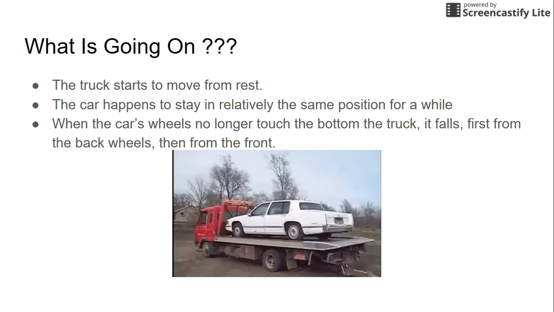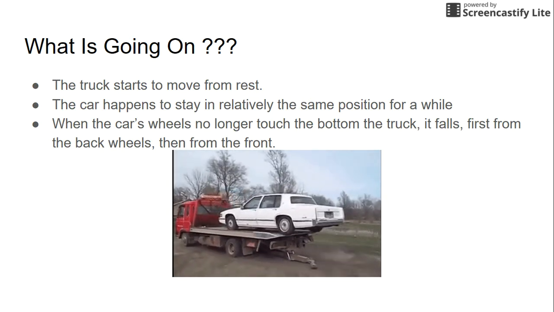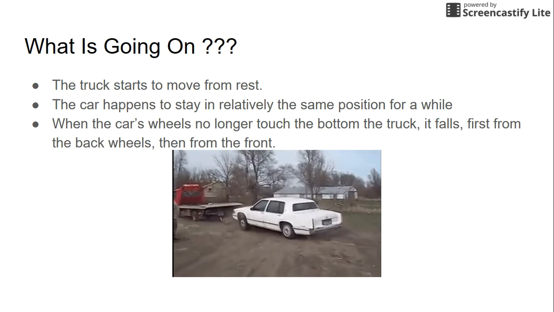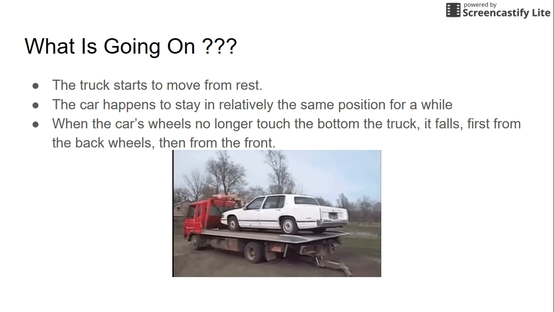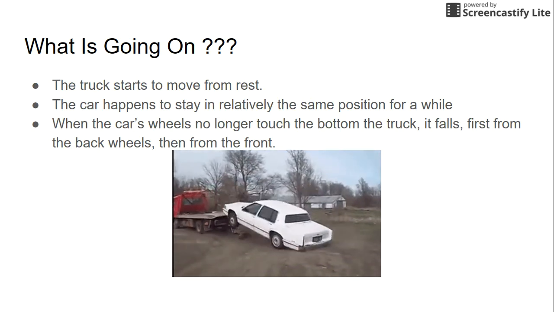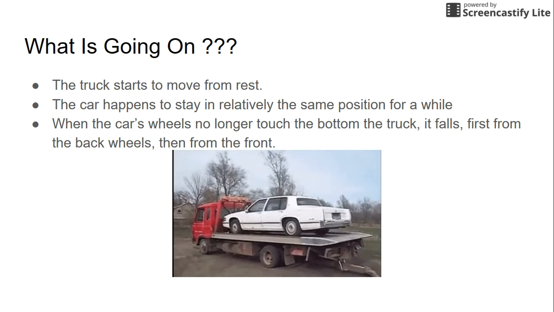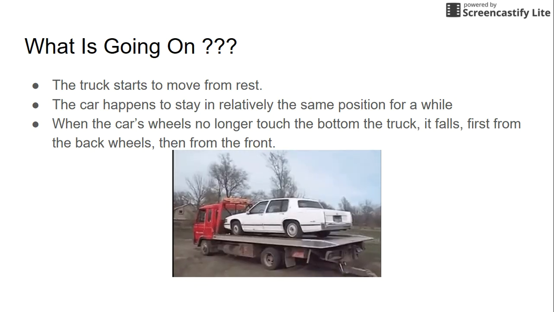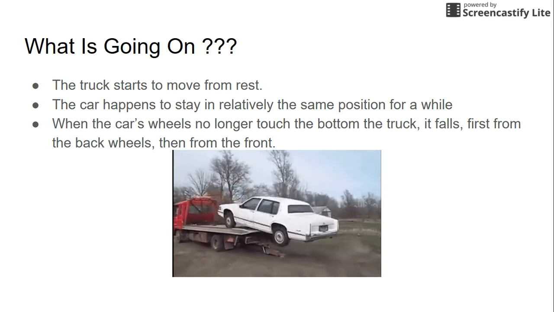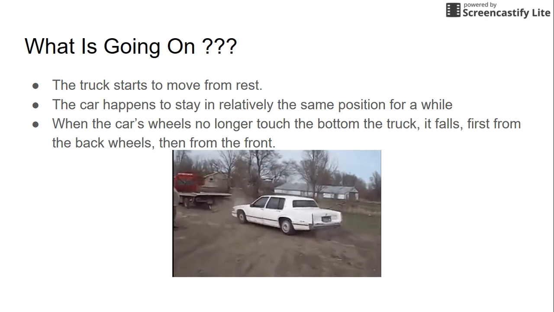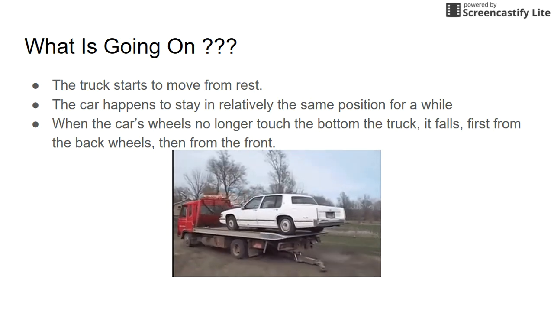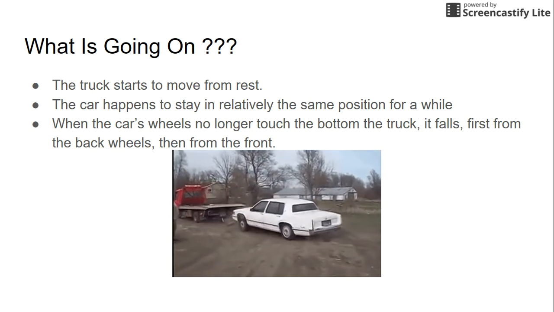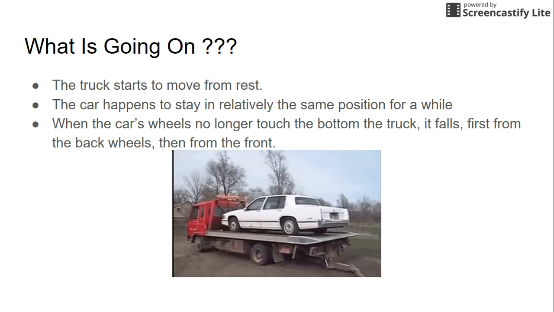Once the truck begins to move, the back of the car falls first and then the front. Don't worry, we'll break this down and simplify it as much as we can. The most important thing to watch in this GIF is that the car does not move with the truck. Rather, it just drops down from the back and then to the front, and stays in that same position.